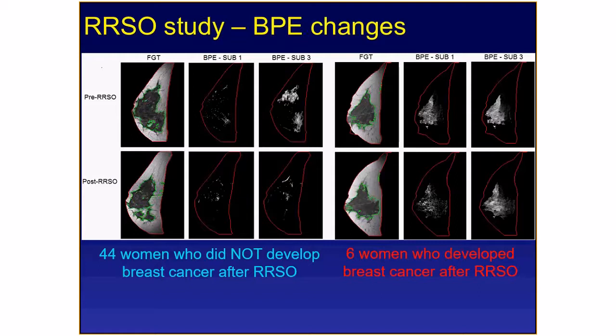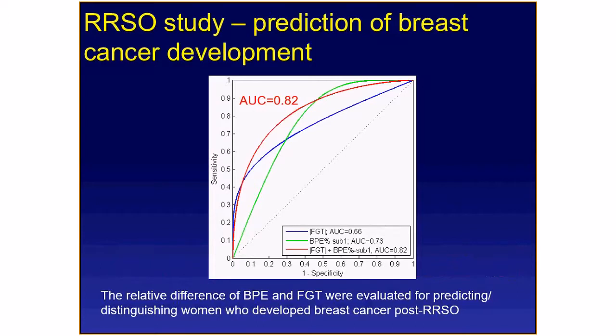So this tells us, because they have to do with risk, if you find that after surgery your BPE didn't really decrease, then you might still have a higher risk of developing breast cancer. The AUC here also tells us that when you use the BPE and FGT together, it really can predict the development of breast cancers in the 6 women.